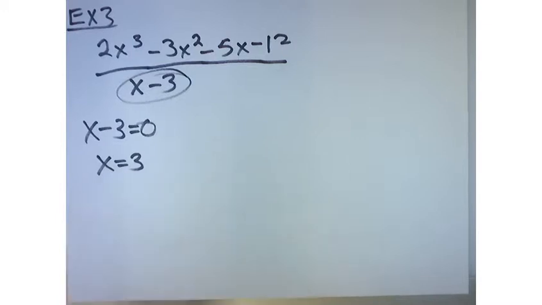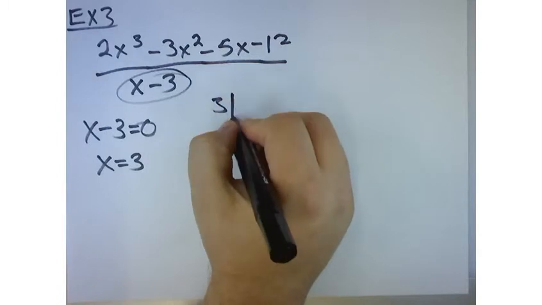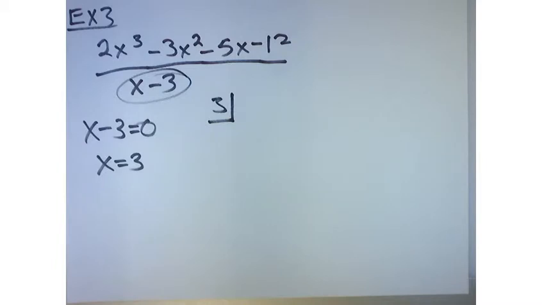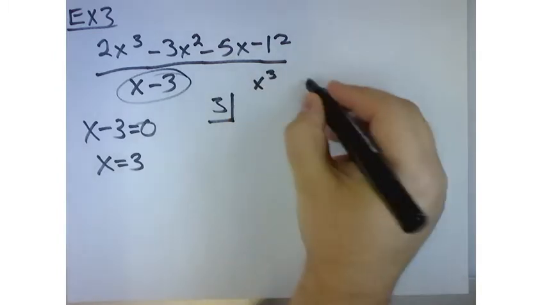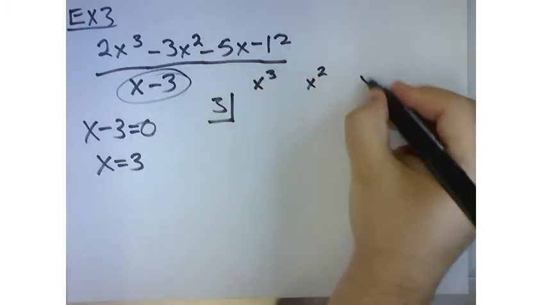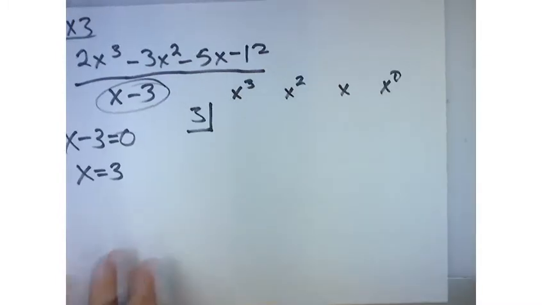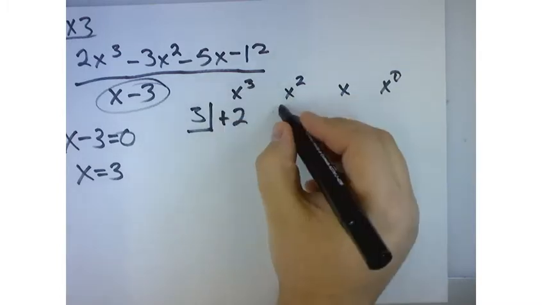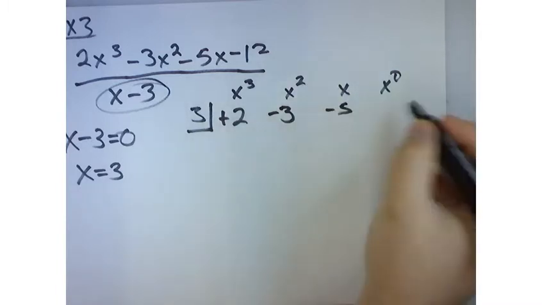All right. So then using that remainder theorem, we're just going to draw it a little differently. We're just going to write down the leading coefficients. I always like to write it like this. This is the x squared, this is the x to the 0. And so I've got positive 2 for the x cubed, negative 3 for the x squared, negative 5, and then negative 12.